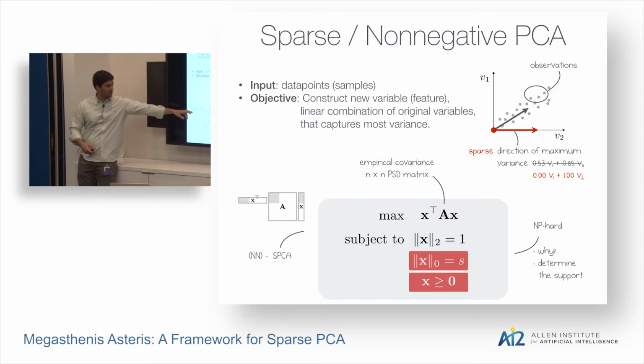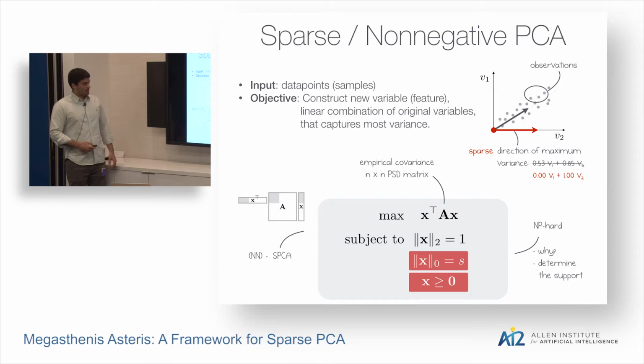Why? Because, for example, if someone tells me these gray entries, if you can see gray, will be the non-zero ones, then you can restrict your attention to the corresponding submatrix of A, compute the principal eigenvector there, and then everything else is 0 anyways. So the hardness comes from determining what the support of my solution is. Okay?